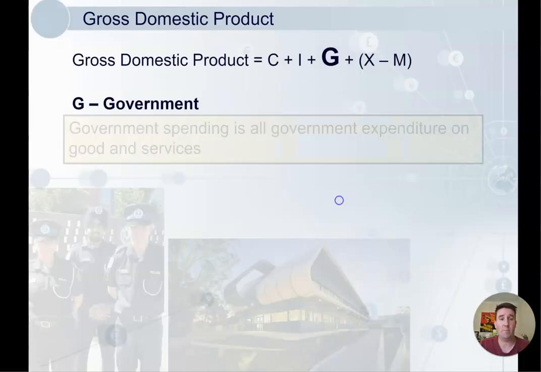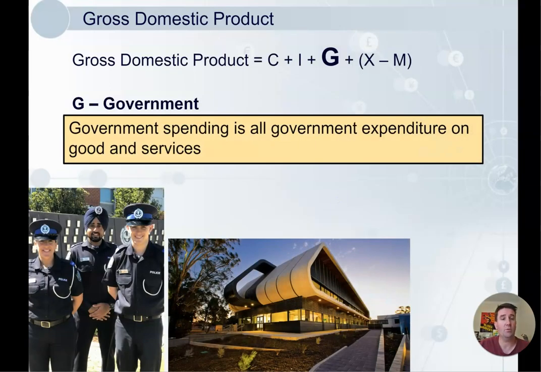Government spending. Government buys things as well. So they spend on goods and services. Here, they're spending on the service of police. Here, that is spending on a school. So that is a building. So government spend on lots of things, goods and services. Here's only 2 examples of it there.